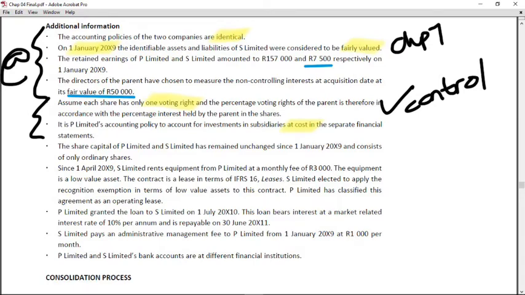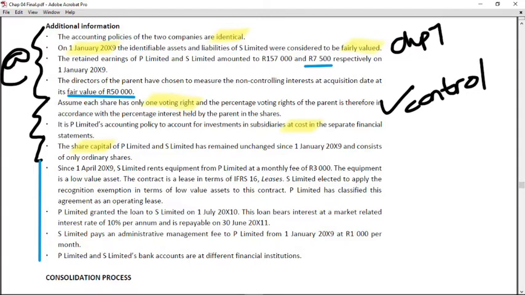It's at cost, so that amount in the trial balance of the parent represents the consideration paid for this investment. Then they tell you that the share capital of the parent and the subsidiary has remained unchanged. So I can then assume that the share capital in the trial balance was also the share capital at acquisition date of the subsidiary.